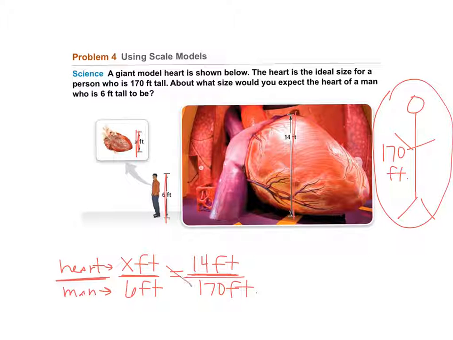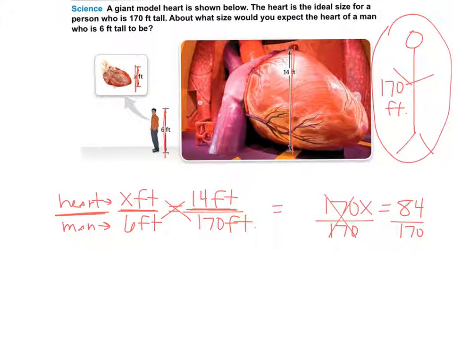You cross multiply that. 14 times 6 equals 170x. And 14 times 6 is 84. So you're going to divide by 170. And you get 84 divided by 170. So you get 0.49 feet. Okay.